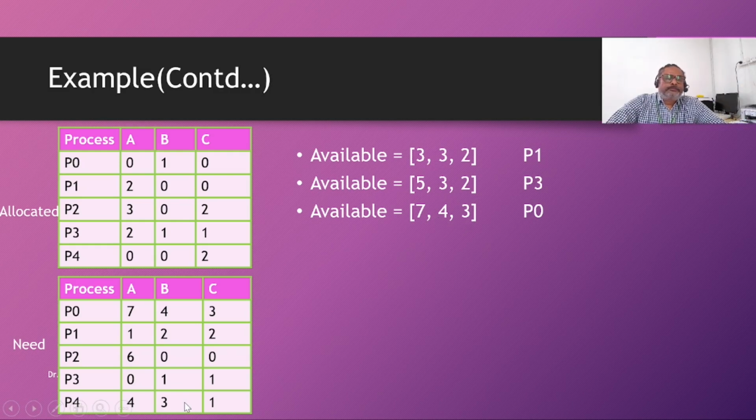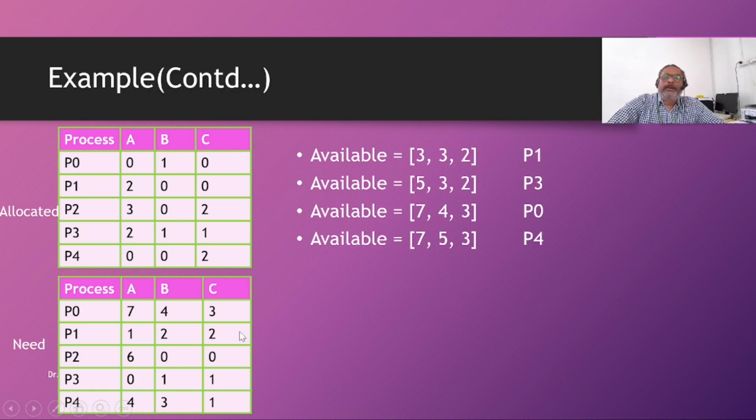Now we can look at the first line again. So P0 can be taken up. So 7 4 3 required, 7 4 3 available. Therefore P0 can be taken up, and if P0 is done, then this one instance of B will be released, and because of that, this 7 4 3 will now become 7 5 3.